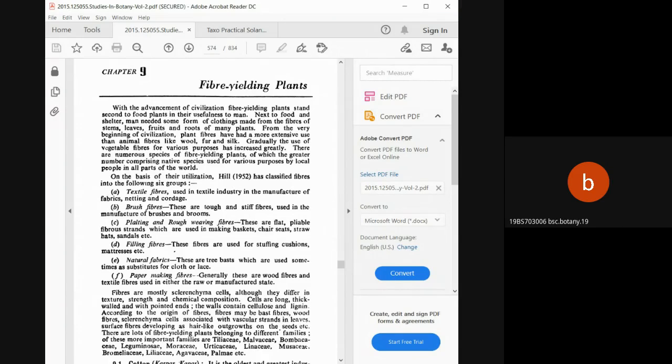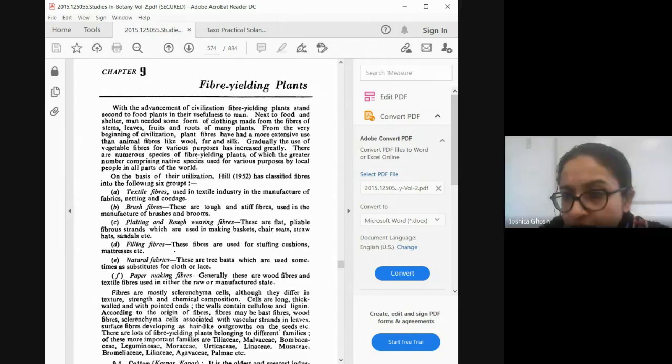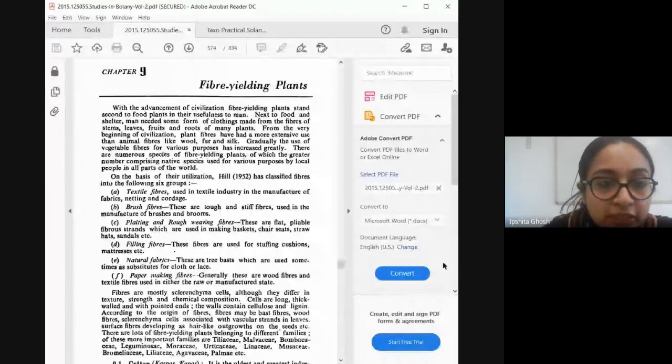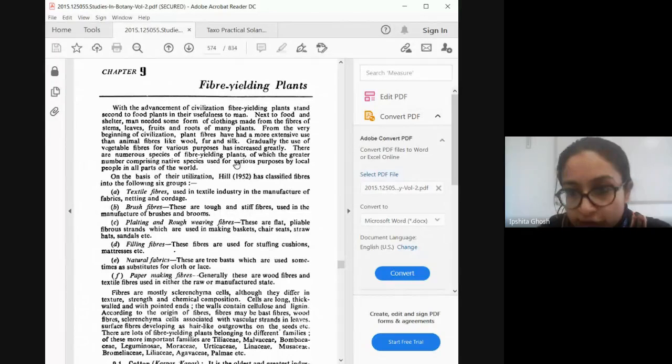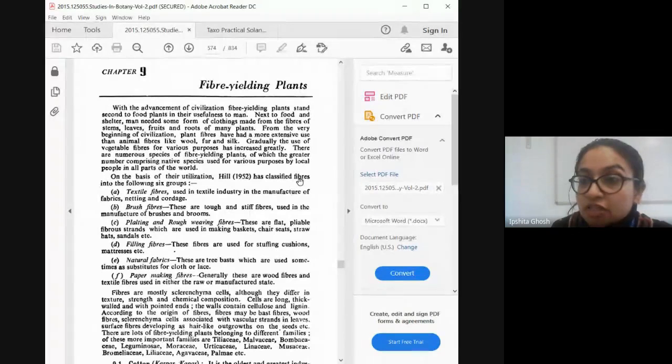Ma'am, we can use it to make clothes, textile, yes. By using textile? The textile industry. Yes, very good. So basically, fiber yielding plants are used in the clothing industry. The fibers yielded from these plants... what are the basic requirements for our survival? We need food as well as shelter, but these are basics, but then we also need clothing, right? So fiber yielding plants are actually very economically important because they help us to yield fibers.